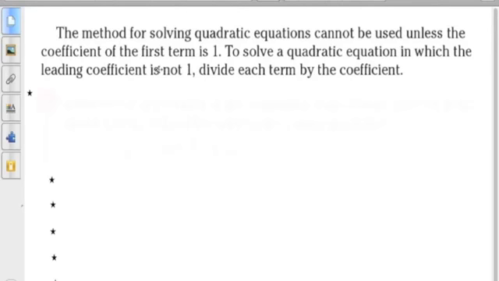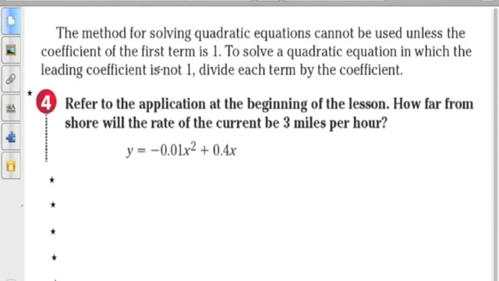Let's look at this example and go back to the beginning of the lesson. How far from the shore will the rate of the current be 3 miles per hour? If you look at this quadratic function right here, it has a coefficient of negative 0.01 x squared for the quadratic term. So that means you cannot use the completing the square method if this remains negative 0.01 x squared. So in order to get rid of negative 0.01, you need to divide each term by the coefficient. And this is what happens next.